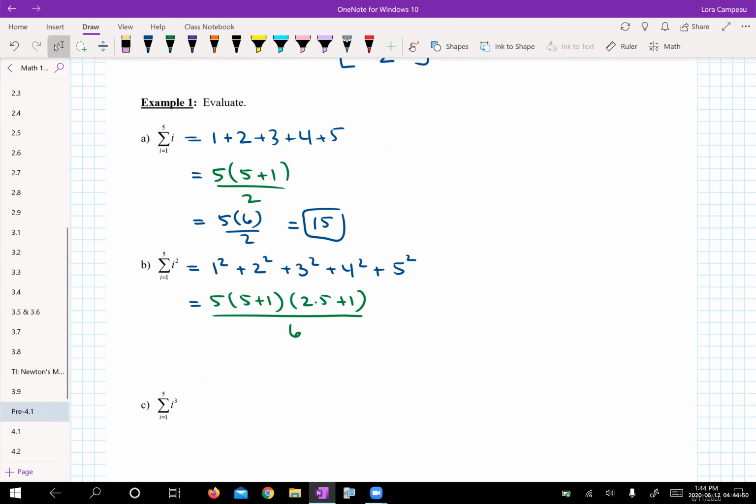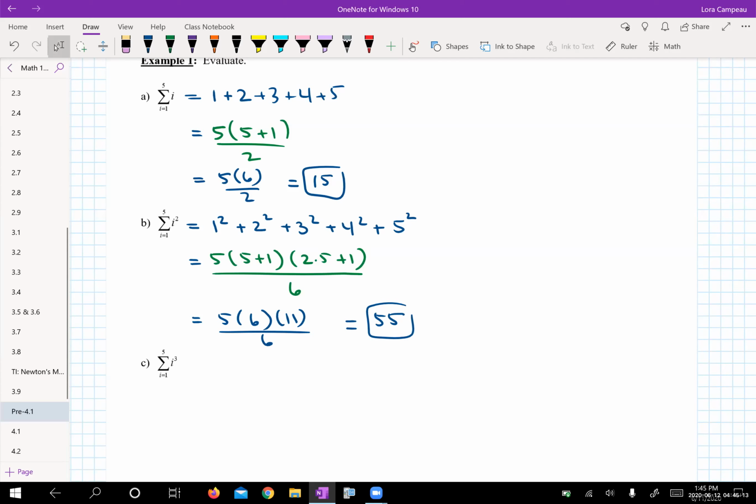And so if we want to simplify just a little bit, what do we get? 5 times 6. 2 times 5 is 10 plus 1 is 11 all over 6. And it's kind of nice. You see how the 6's divide out. So 5 times 11 gives us 55. And again, feel free to check. These aren't really horrible to add up. I just want to show you how they're being utilized.